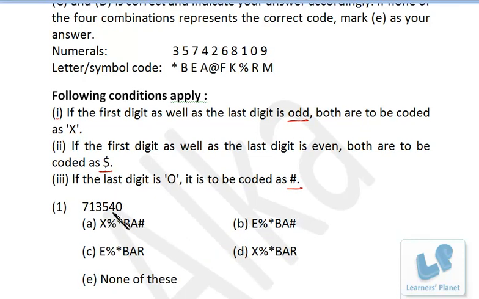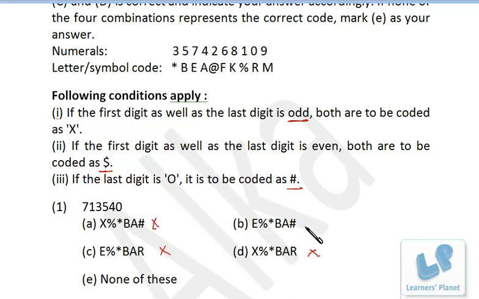Now we have 713540. The last digit is 0. So if the last digit is 0, it has to be coded as number sign. So that's wrong. That's wrong. We have these two options. Okay. After that, we have X at this position, but X is not there in any of the symbols, and X can be used when the first and last digits are both odd. So even this is wrong.